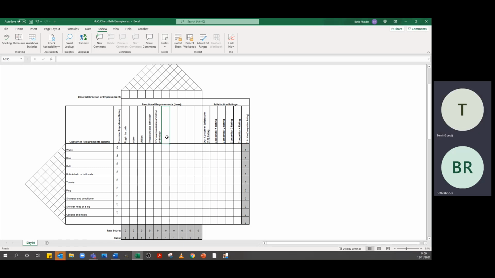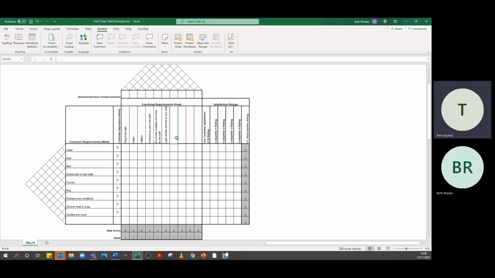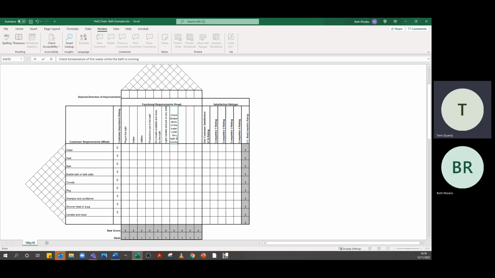So you put the first thing under water. In your products. You get in the bath. Once you're done, you get dry. So the other thing you could have is light candles. And then I think that's it, isn't it? Because I don't think there's anything else that you need to do to get that bath. I guess you could check the temperature, couldn't you? So check the temperature of the water while the bath is running. I think that's pretty important, actually. Put it as the last one.